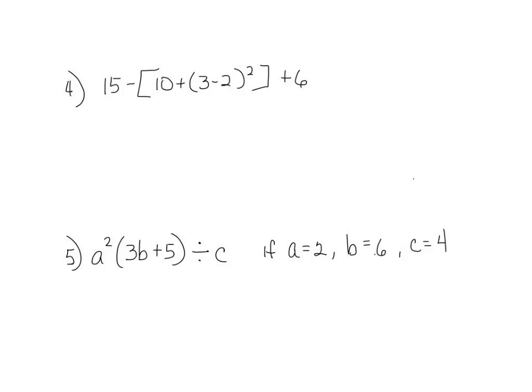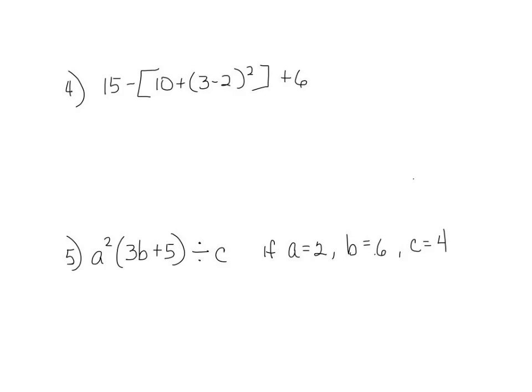Okay, number 4, please do that on your own as well. Please note, I'll start this one with you. Write it down. Take a moment to write it down. 15 minus, open brackets, 10 plus, and then in parentheses, 3 minus 2, close parentheses, squared, close the brackets, plus 6. I'm just going to start this with you.